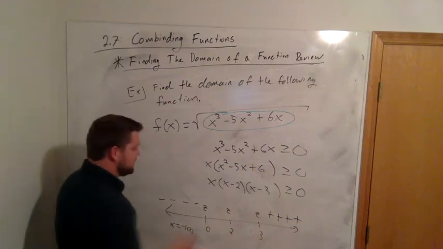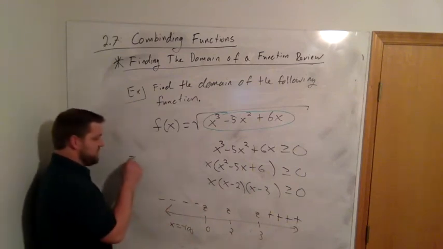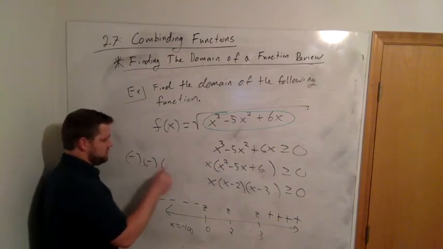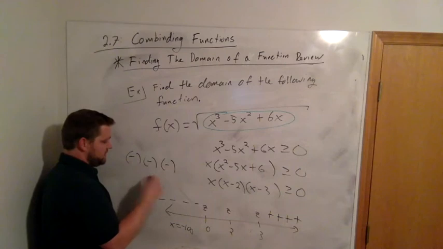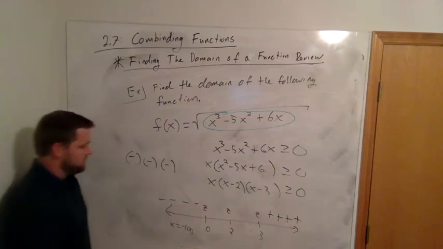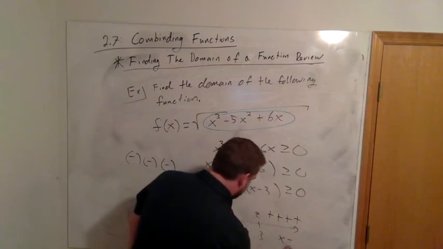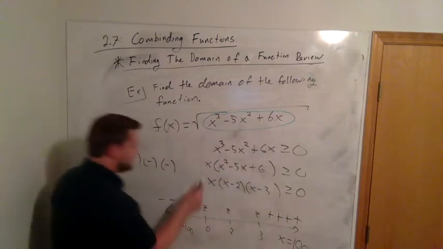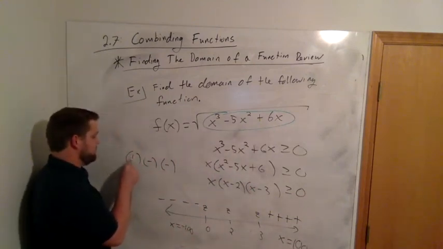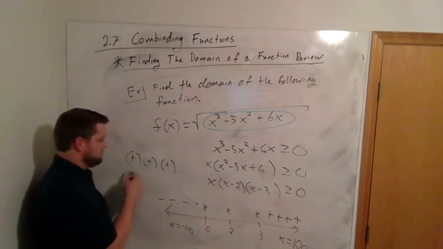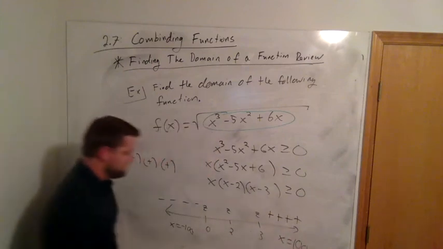If I plug in negative 100, well, negative 100 is a negative. Negative 100 minus 2 is still negative. Negative 100 minus 3 is still negative. I get 3 negatives. 3 negatives makes a negative. It should be negative here. Similarly, if you want to test a number bigger than 3, you could try like 100. Same thing. 100 is positive. 100 take away 2 is positive. 100 take away 3 is positive. So it's positive over here.